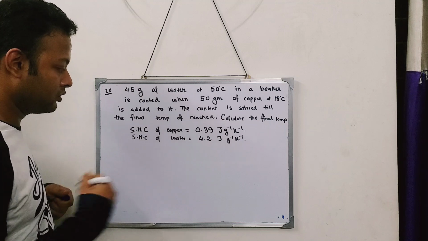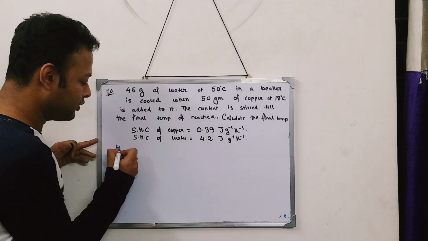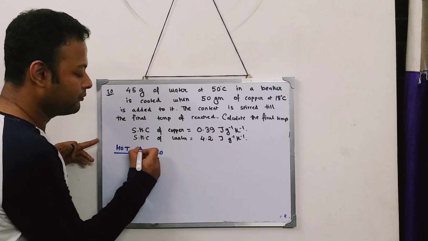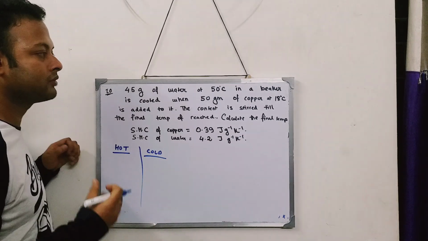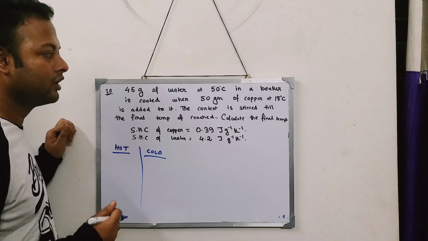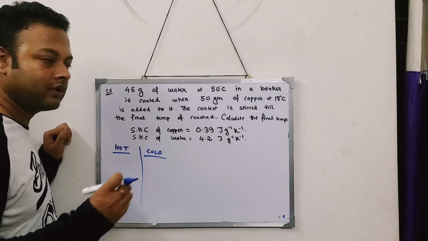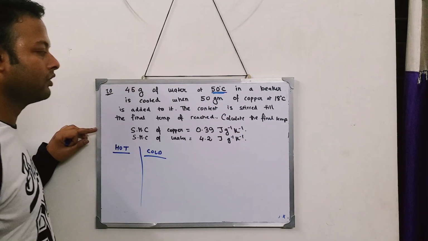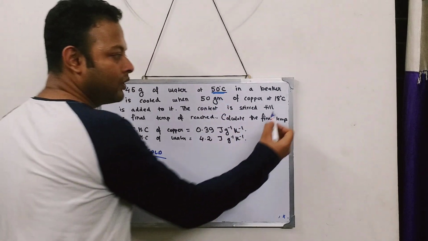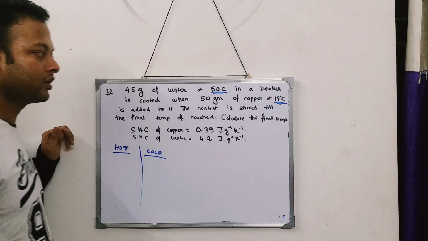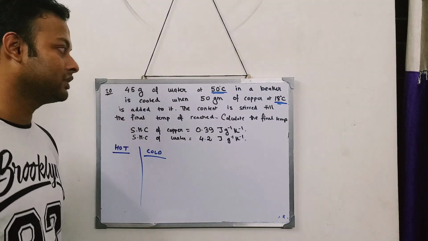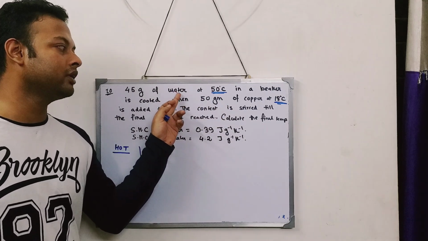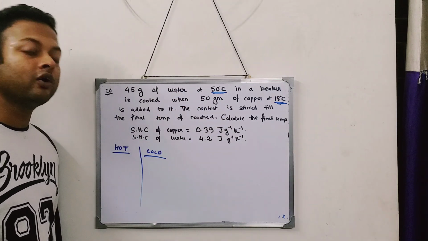So firstly we have to write hot body and cold body. Now let's start reading the question. As you read the question, first see what the temperature is. Over here it is written 50 degrees centigrade, and over here one temperature is written as 18 degrees centigrade. Now tell me which is the higher temperature. 50 degrees is the higher temperature, so this is the hot body. So who is the hot body? Over here the water is the hot body.